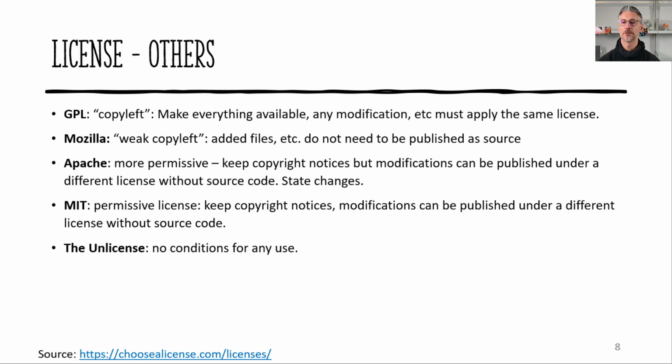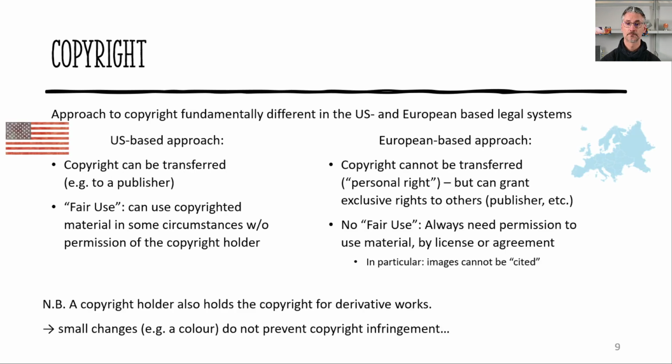MIT license is often used as a very permissive license. You keep the copyright notices with the data or with the metadata, but modifications can also be published under a different license and so on. There is also the unlicensed, there is no condition whatsoever. So you need to be clear of how you want to publish your data and maybe also your analysis code.